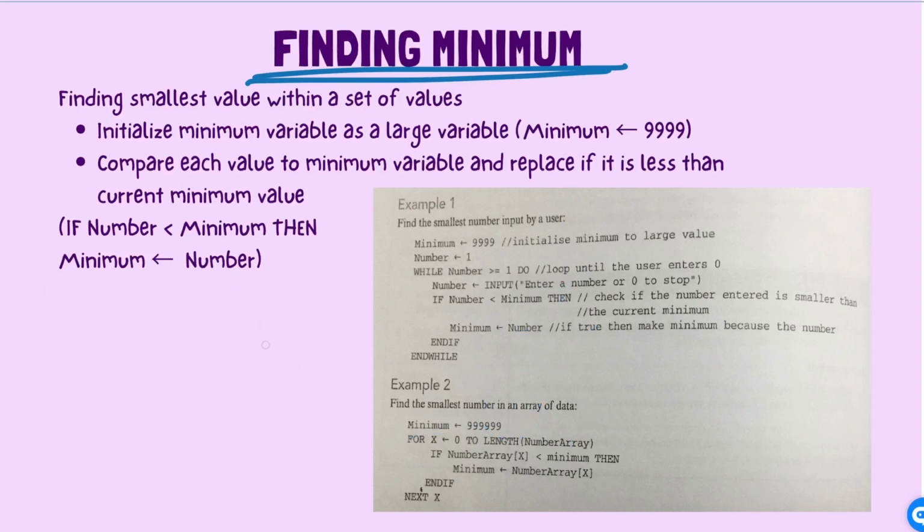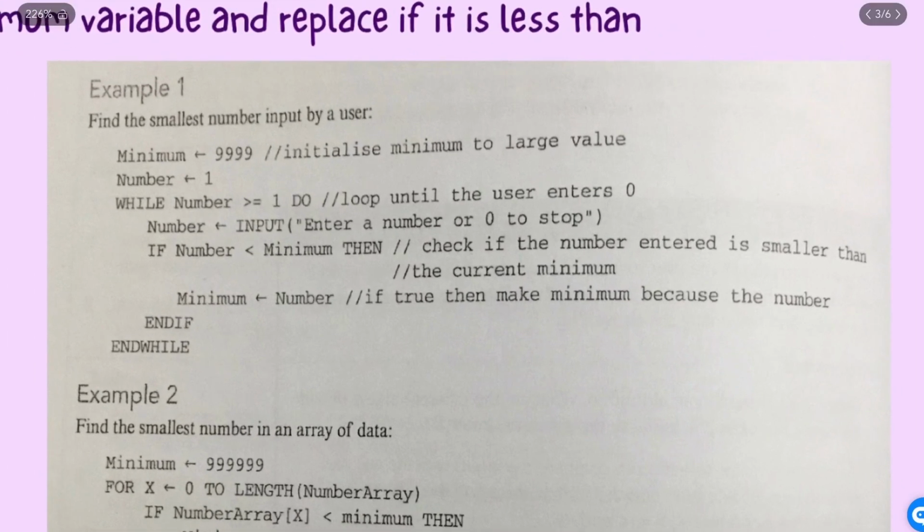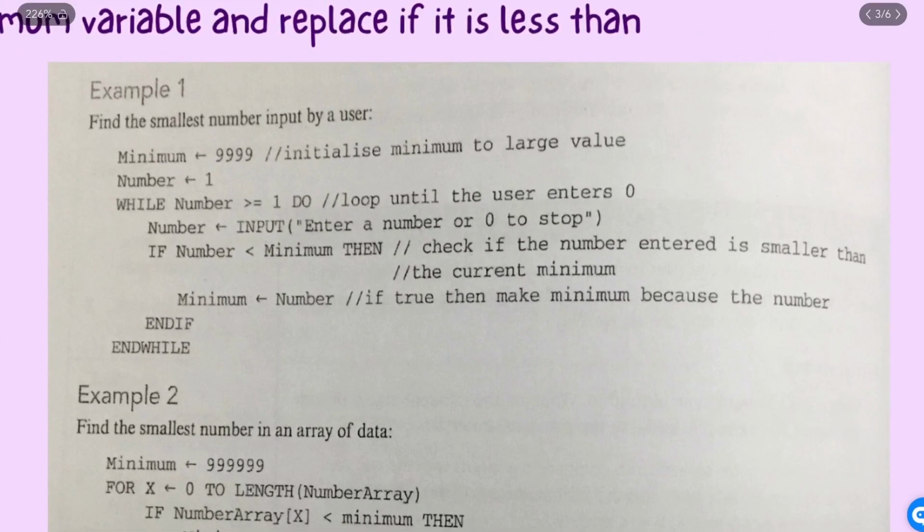Okay. So you need to compare each value to the minimum variable and then replace if it is less than the current minimum value. So if the number is less than minimum, then the minimum becomes the number. Okay, let's look at an example to make it more clear. Find the smallest number input by the user. So the minimum was input 9,999 and number is 1. Well, number is more than or equal to 1 too.